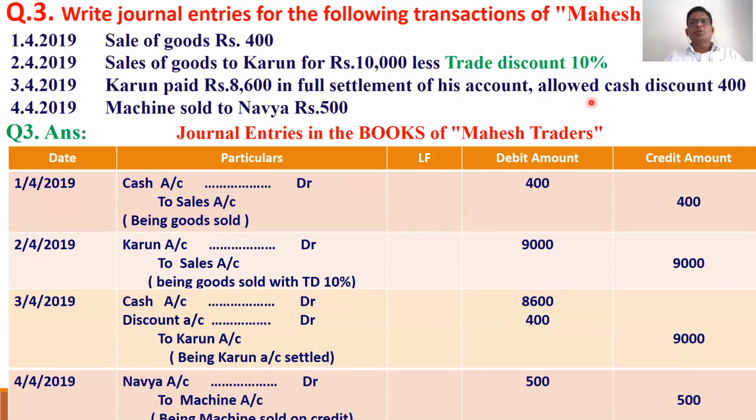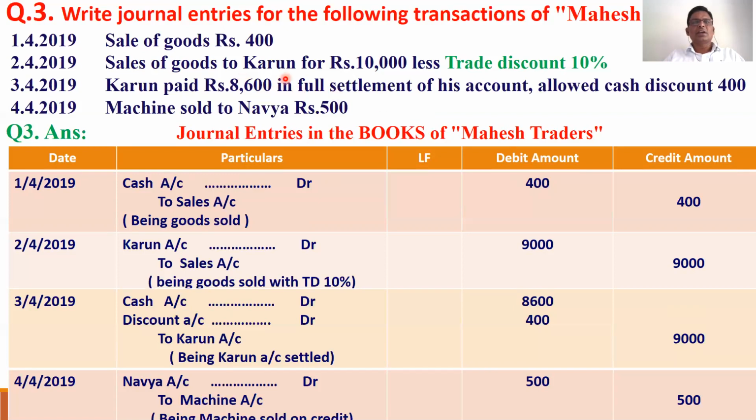And the reduction which is given on the due amount is called cash discount. So here actually Karun has to pay 9,000 to us, but he paid only 8,600. 400 is the due, and 400 is the discount given. That is called cash discount, given only to attract the cash in a very short period. Usually traders offer such discounts. So that is cash discount here.